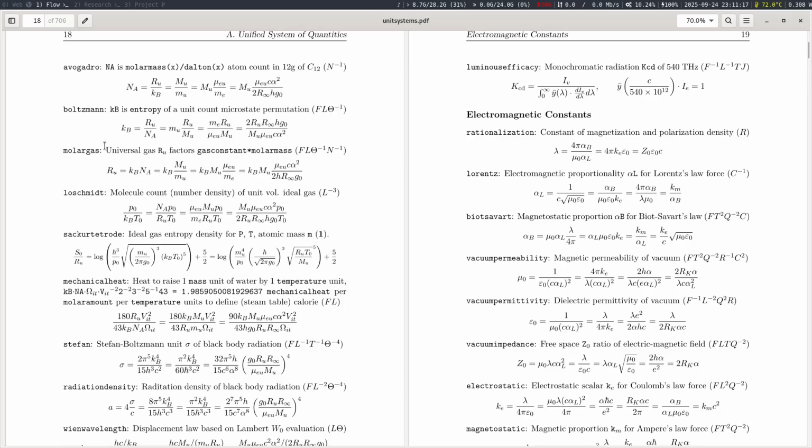So the Boltzmann constant, that's the entropy of a unit of microstate permutation. That's another one of these interesting constants related to the Boltzmann constant, the Avogadro. So these are all fundamentally related. You can calculate it from the Rydberg constant and the fine structure constant and things like that. So this is a nice formula for it, I think.